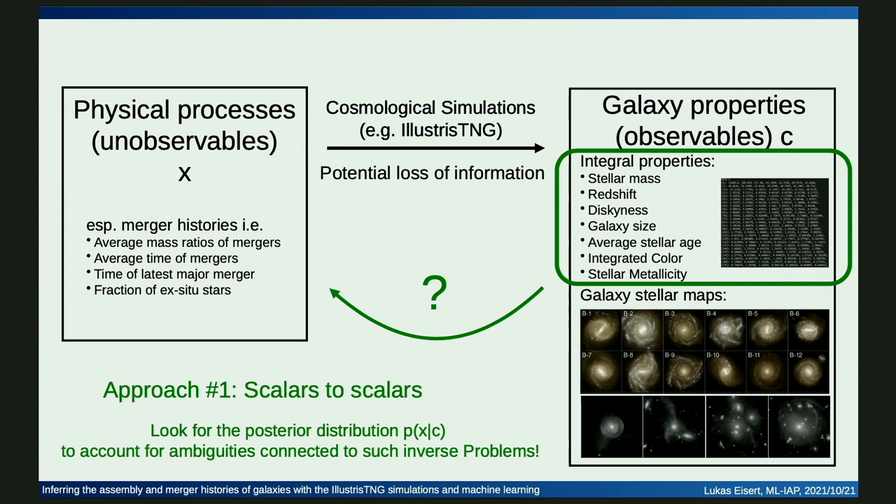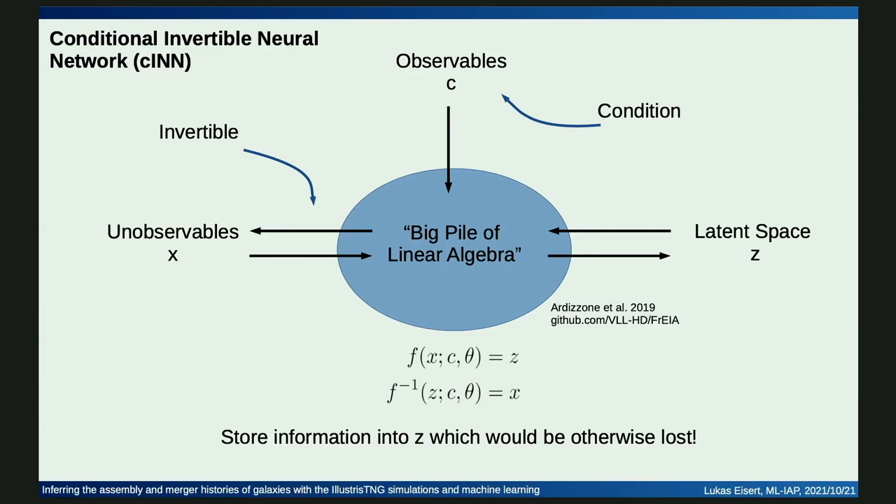So the way from the non-observables to the observables is connected to a certain loss of information, of course. So I won't get one merge history for a certain set of observables, but I will get a posterior distribution, so a probability that a certain merge history is compatible with a certain set of observations. And the model I'm using to do so are conditional invertible neural networks.